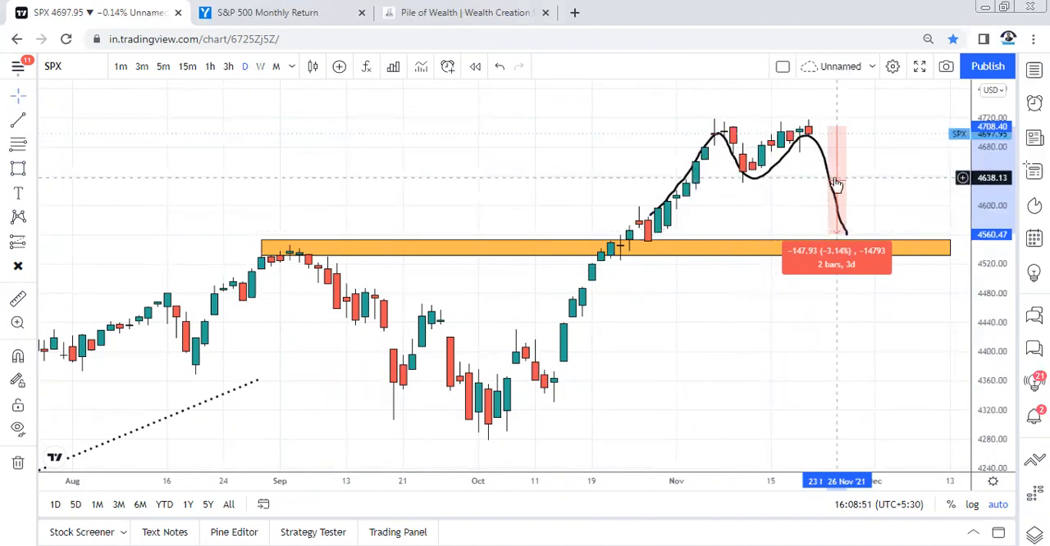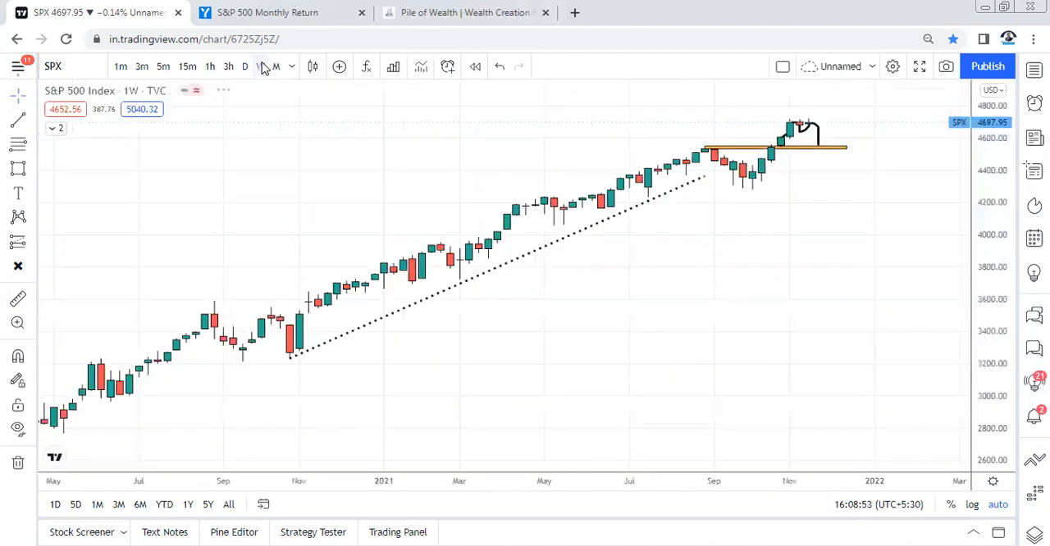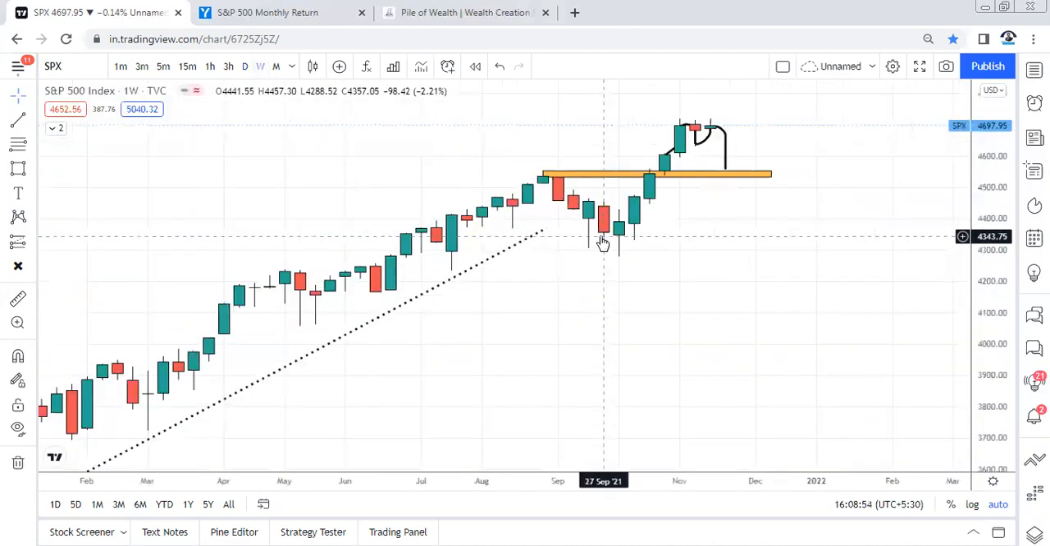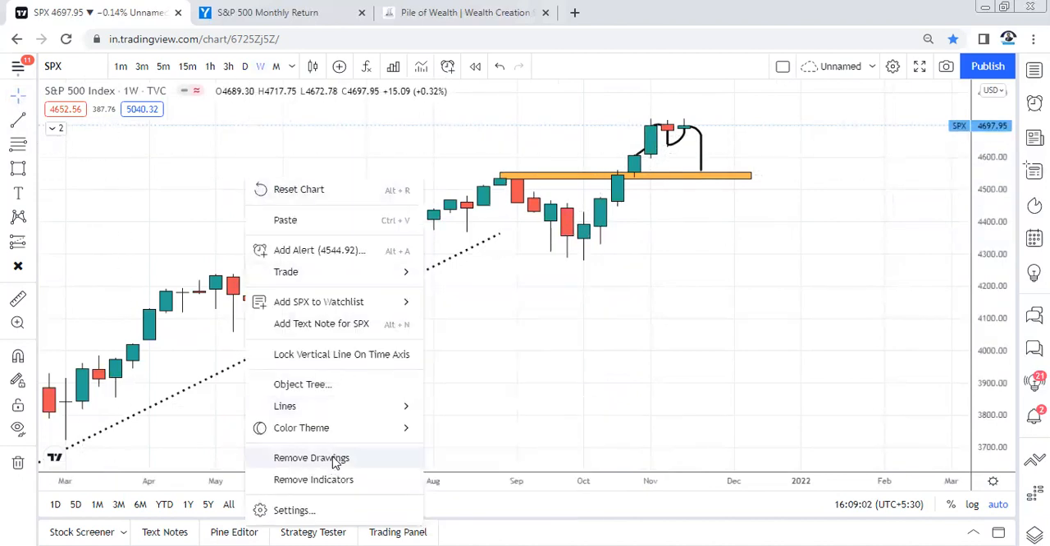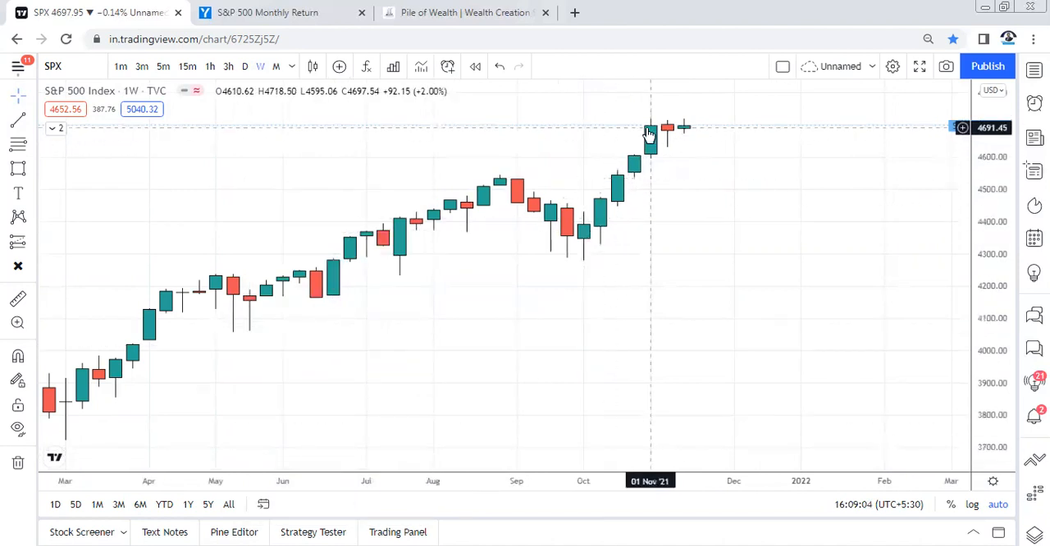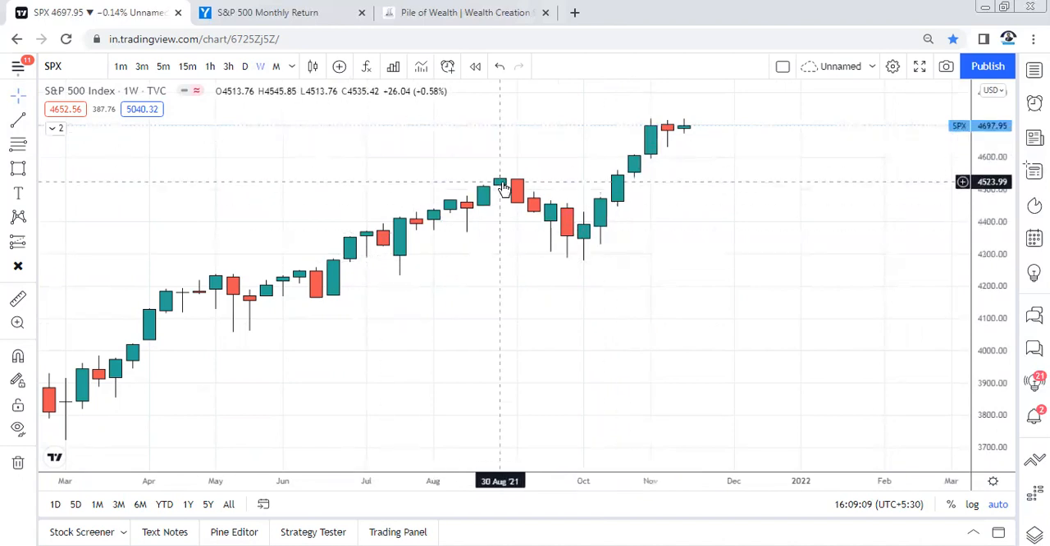It seems to be forming a double top on the daily time frame, but to get a bigger view, obviously on the weekly chart, it seems to be good. There is no rush on the weekly chart. It seems to be decent, but we can clearly see the last rise which has happened over here is very, very fast. It's faster than this rise.